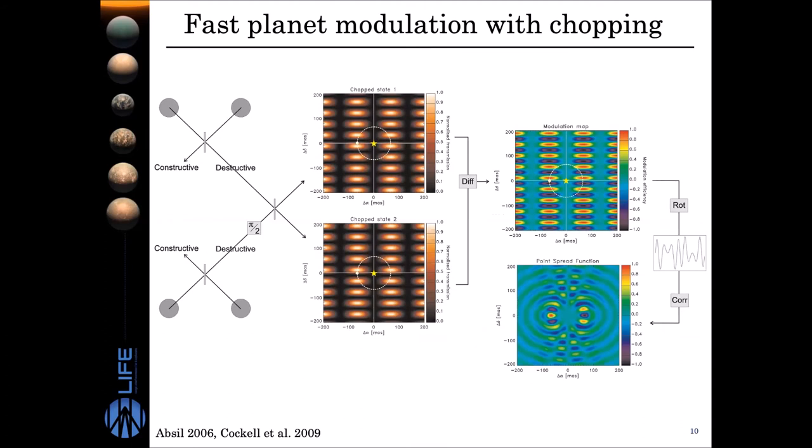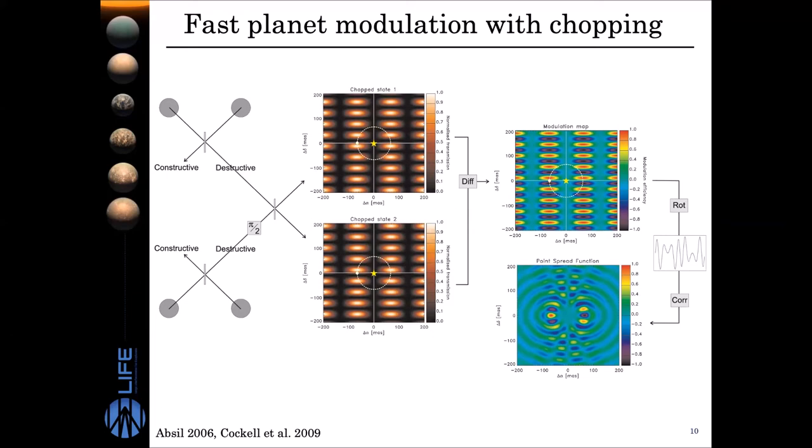The technique which is used for a four-element nulling instrument is called phase chopping, and the way it works is summarized on this scheme here. On the left you see the four elements of the array, two at the top and two at the bottom. Each pair is a nulling instrument, and the destructive output of each of these nulling instruments is combined together on a plate and produces these two chop states. That's the two middle plots, which are anti-symmetric. When you take the difference between the two chop states, you produce the modulation map, the top right plot, which is the response of the instrument to the sky.